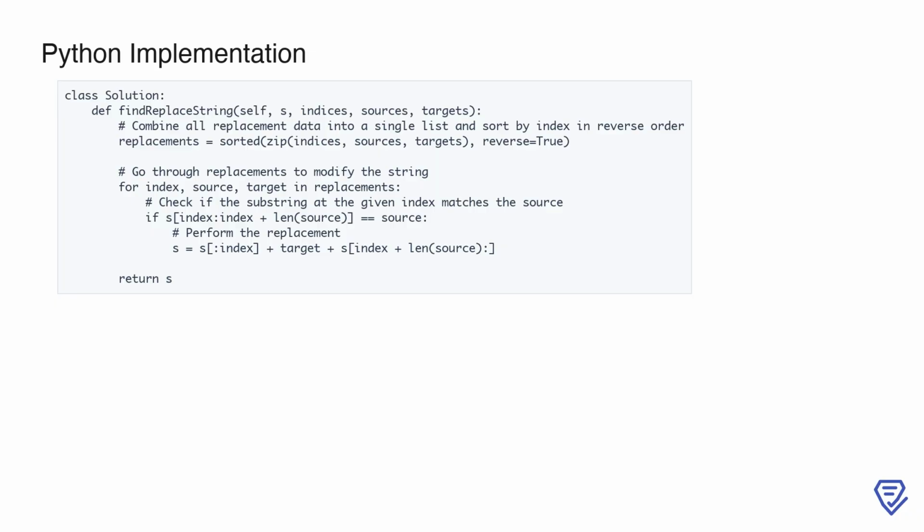This implementation handles all edge cases, including non-matching substrings, which skip replacement at that index, overlapping indices, avoided by reverse sorting, and empty sources or targets. The time complexity is O(n + m * k), where n is the length of s, m is the number of replacements, and k is the average length of the substrings. Sorting the replacements takes O(m log m). The space complexity is O(m) for storing the replacement tuples.